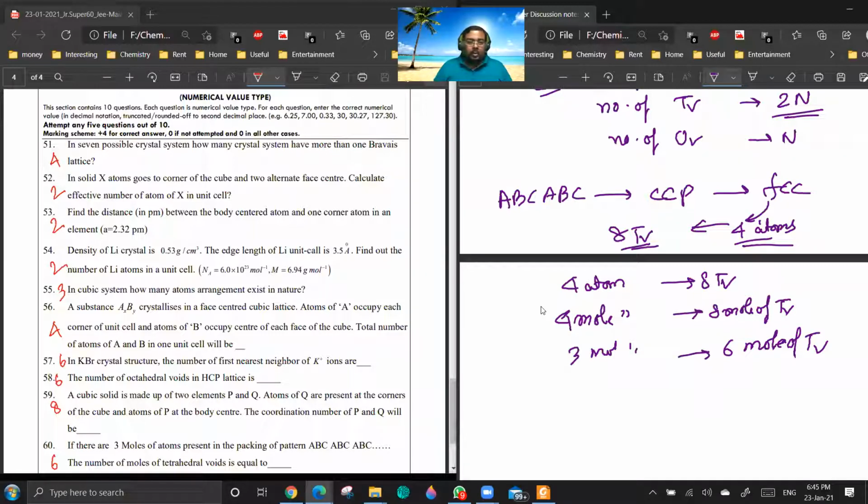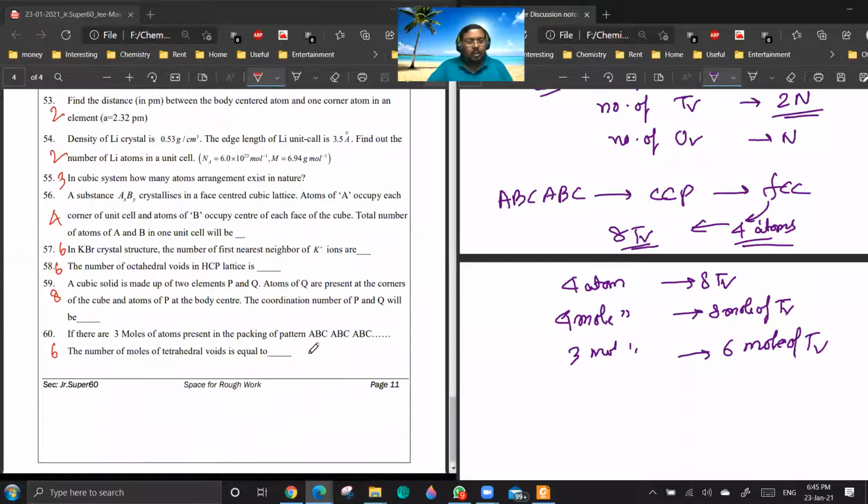Other questions are okay? 54, sir. 54. Okay, not needed, sir. Not required? No, sir. Okay. So again here the edge length is given and the density is given, so you have to find Z. In the cubic system, how many atom arrangements exist? So it's 3. These things are easy.